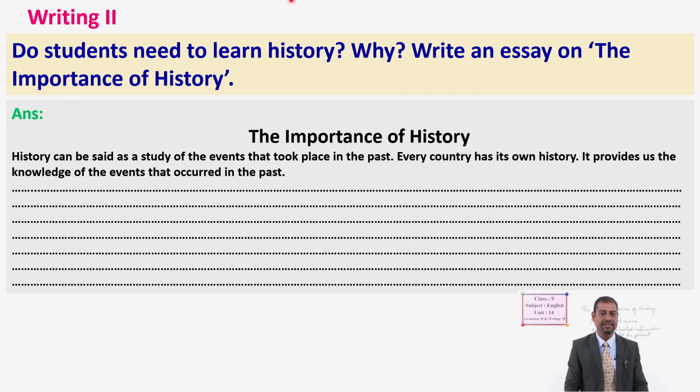For example, history can be said as a study of the events that took place in the past. This is the introduction of the topic history. So history means a study of the events that took place in the past, and you add there every country has its own history. It provides us the knowledge of the events that occurred in the past. Like this, you have to write down.